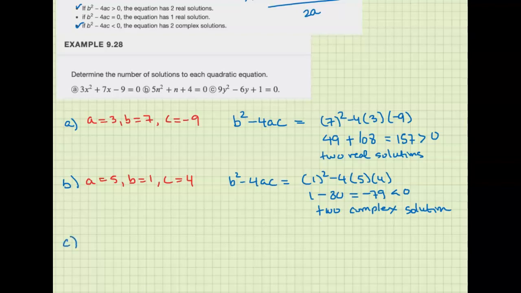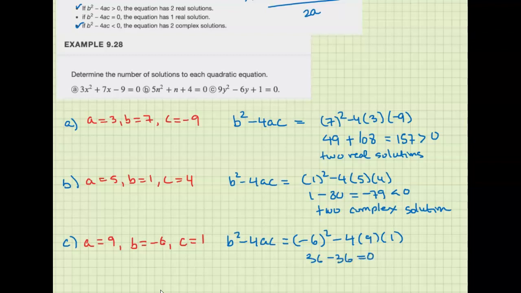All right, part C. a is 9, b is negative 6, c is 1. b squared minus 4ac, the discriminant, we evaluate, we get negative 6 squared minus 4 times 9 times 1. 36 minus 36 equals 0. So this is our second option here. This equation will have one real solution. Alright, so that's the problem about the discriminant and how to use that to determine how many and what types of solutions you have.